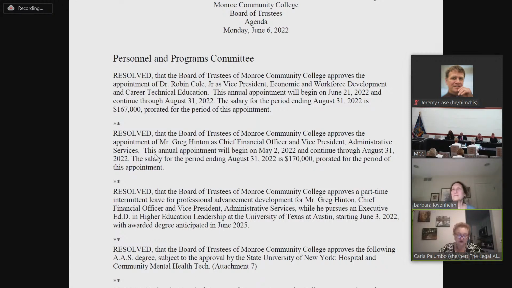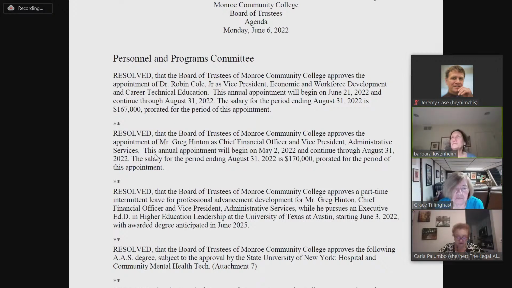Trustees, may I have a motion to approve the appointment of Dr. Robin Cole Jr.? So move. Is there a second? Second. Moved and second. Is there any discussion?